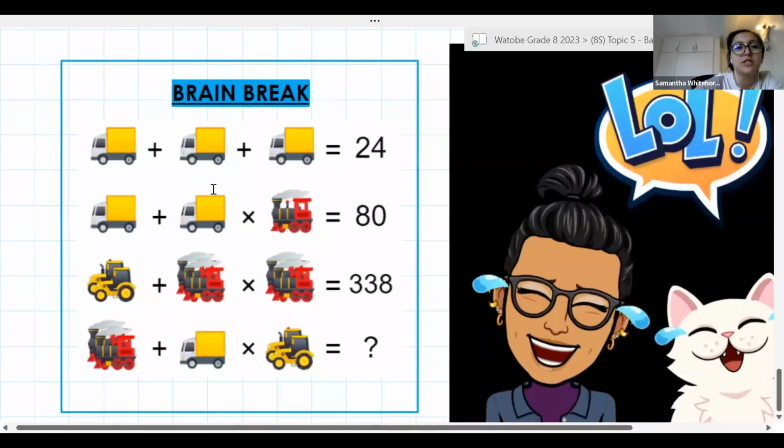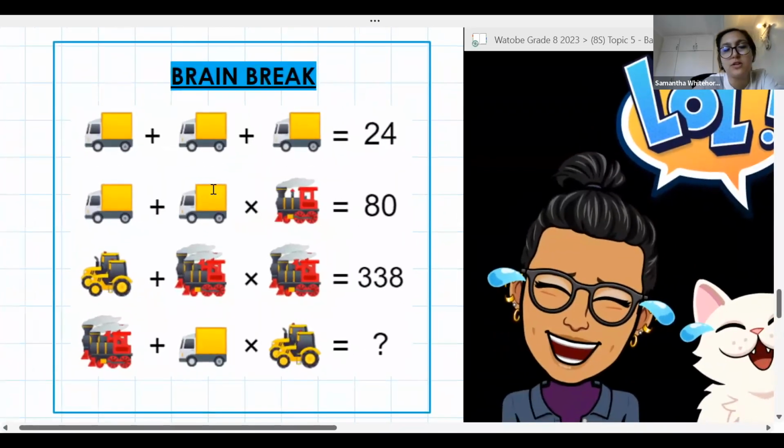So here's your brain break. I'm just going to make it bigger so that you can see where you've got double trucks and single trucks and trains and all the rest of it. We know the deal. We're going to wait for the first correct answer on the chat, and then that person will explain. Take careful note of where there are doubles, where there are two trains, two diggers, etc. Otherwise, we might have a problem.